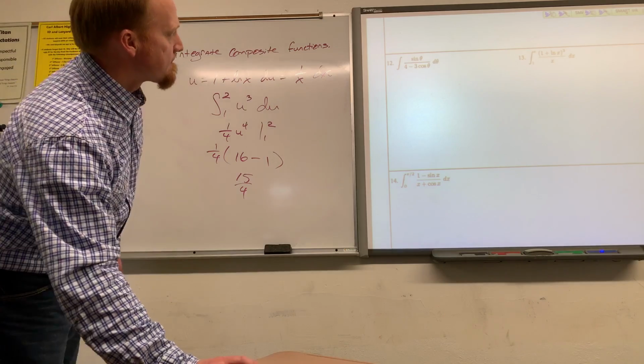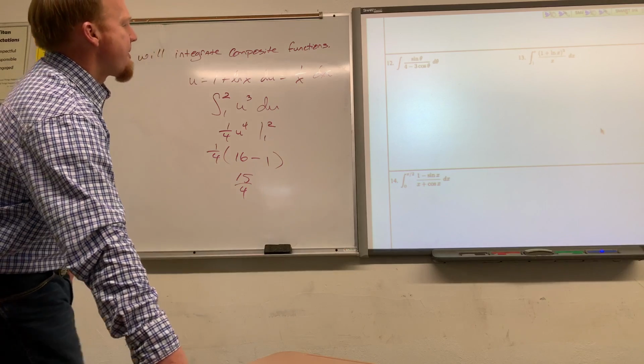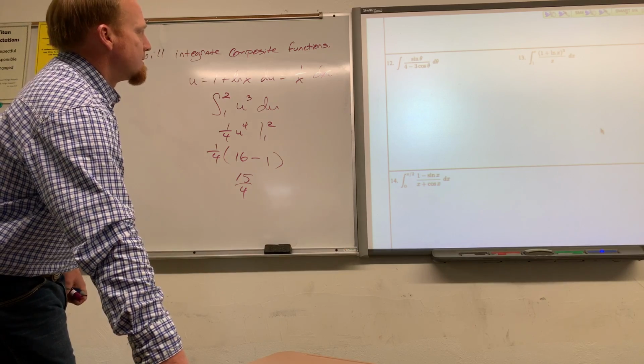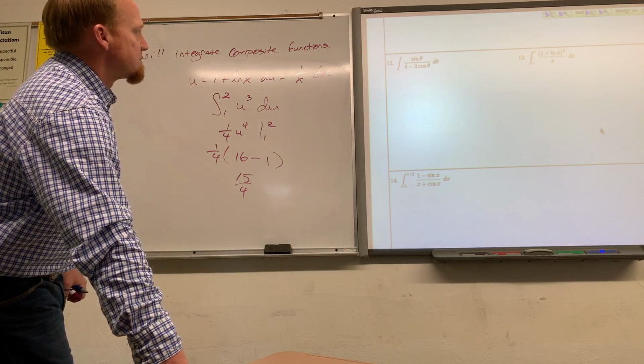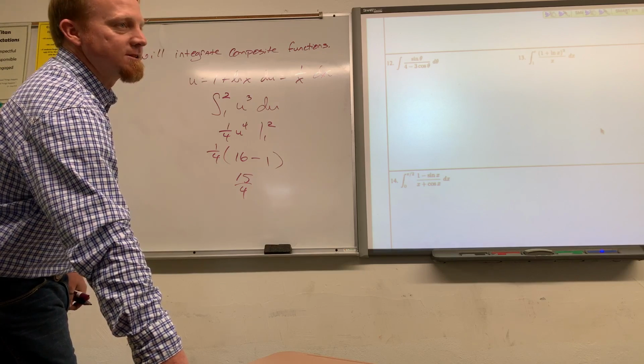The number 12, 1/3 natural log, absolute value of 4 minus 3 cosine theta plus c. Oh, okay. 1/3 natural log, absolute value of 4 minus 3 cosine theta plus c. Yeah.